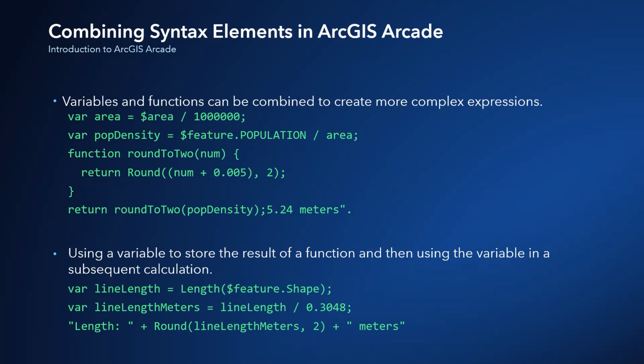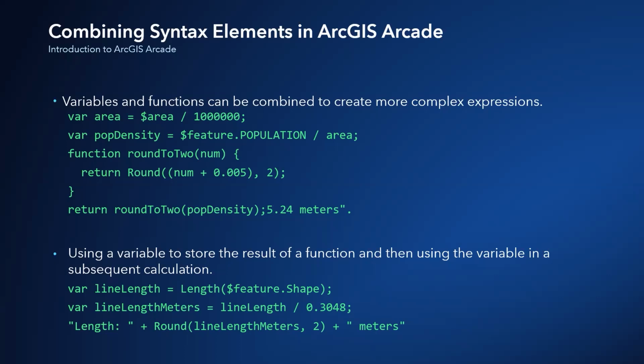And this is done by dividing the area by 1,000,000, and the resulting value is assigned to the variable area. Next, the script is going to calculate the population density by dividing the population of the feature by the area. The population density is assigned to the variable pop density. And this is done by dividing the feature.population, which is the population of the current feature, by area.